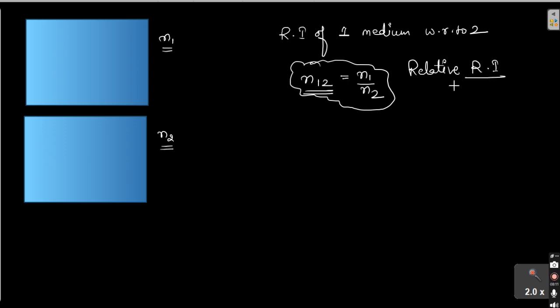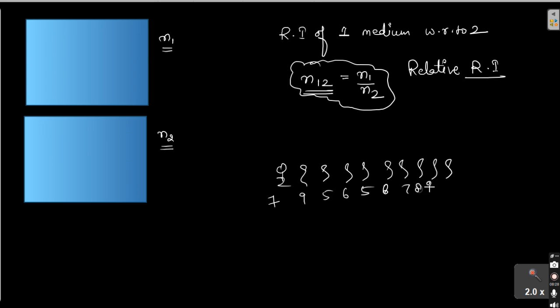Let me give you one example. Suppose there are 10 students in a class, 1 2 3 4 5 6 7 8 9 and 10, and someone is getting 7, someone 9, someone 5, 6, 7, 8, 9, like this marks somebody is getting.